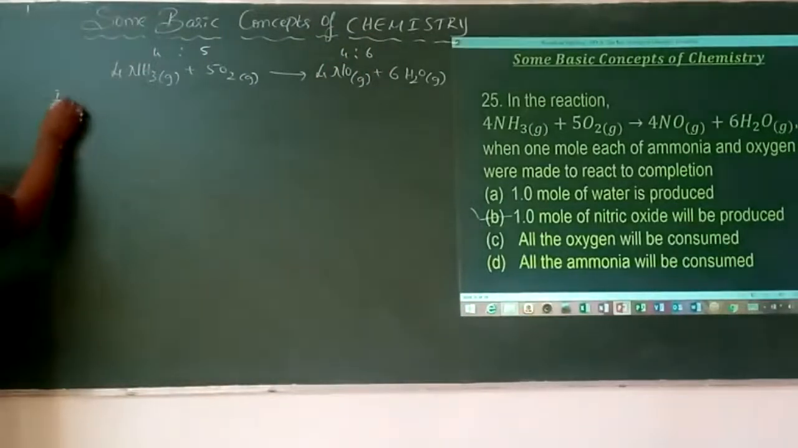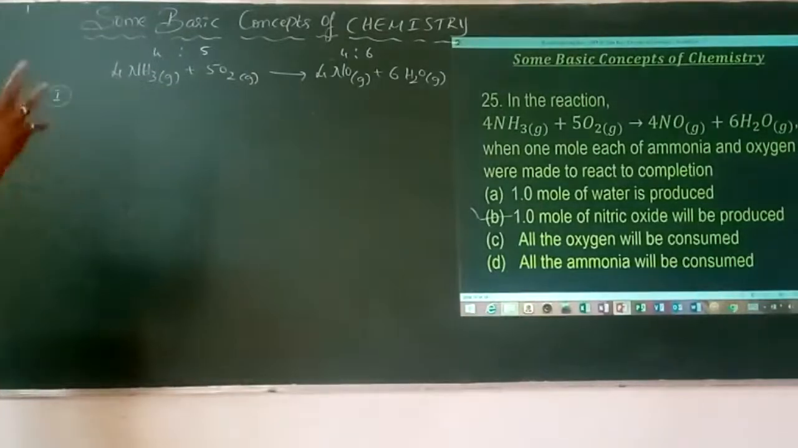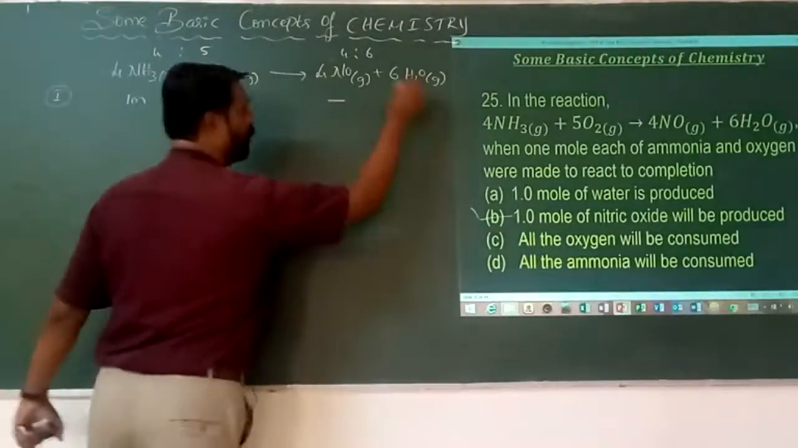Initially, 1 mole each of ammonia and oxygen are taken. 1 mole of this and 1 mole of this. What is this and this? Initially 0.